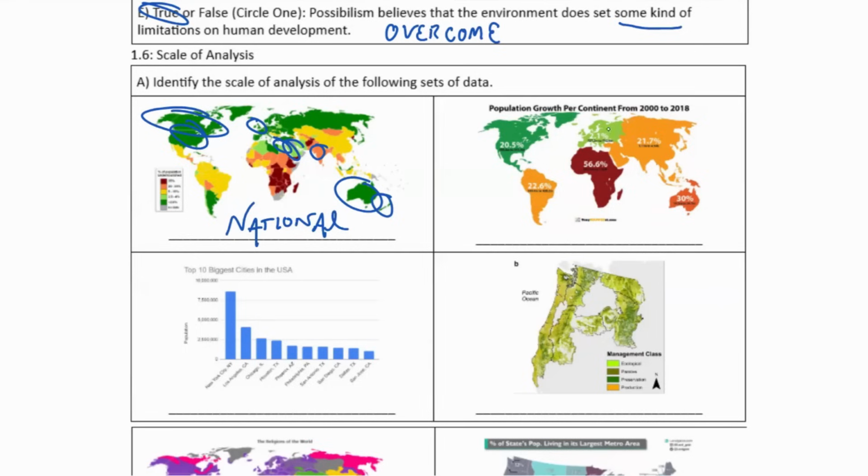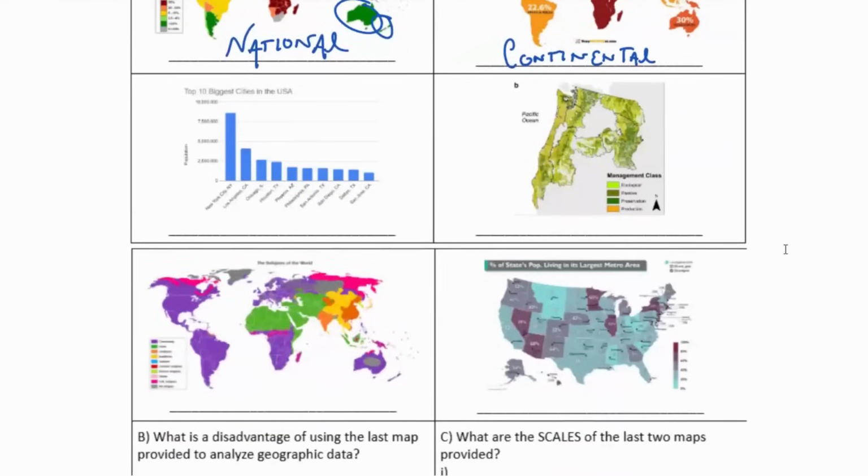On this next map, we are comparing data per continent. That makes it a continental scale of analysis. Hopefully you are seeing the trend here. For the next one, we don't have a map, we have a graph, but that's okay. We're comparing different cities here: Chicago, Los Angeles, Phoenix, and Philadelphia. We're comparing the populations on a city by city basis. So that's a city scale of analysis.